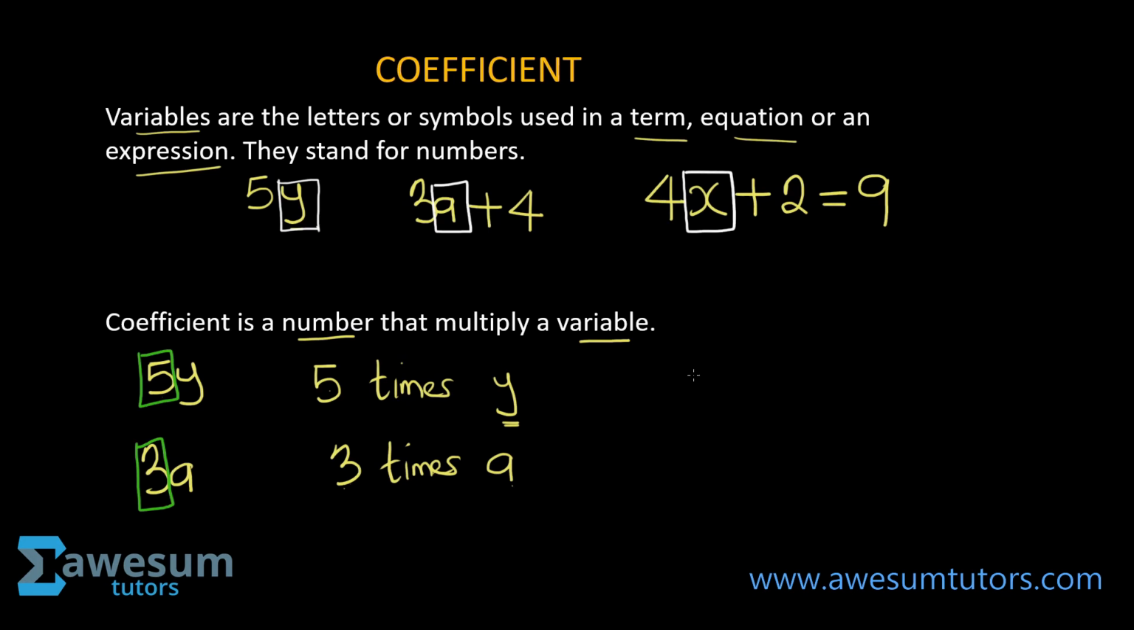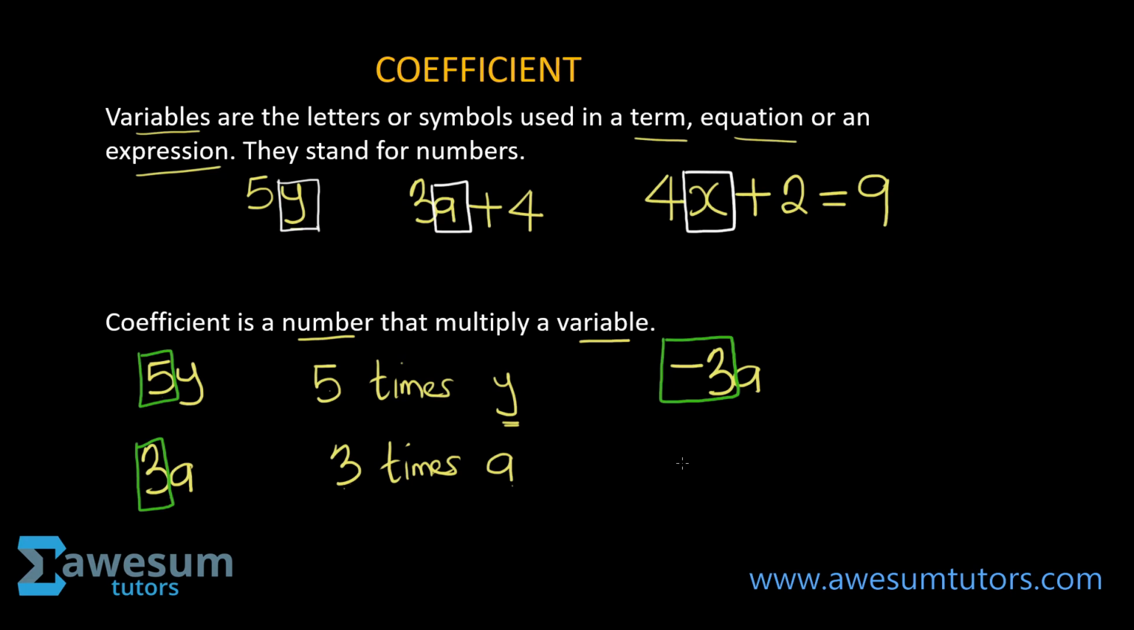What about if I have negative 3a? What is the coefficient of a? Take note that negative 3 is multiplying a, because this is negative 3 times a. So that tells me that the coefficient of a right here is negative 3. Okay, very good guys. This is interesting.